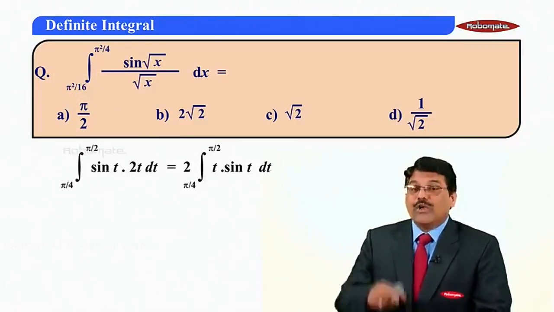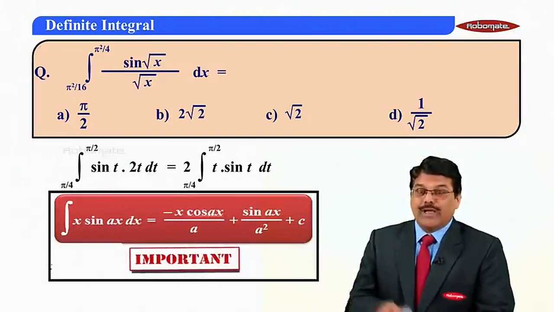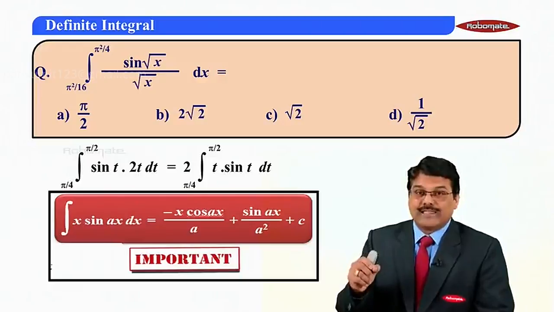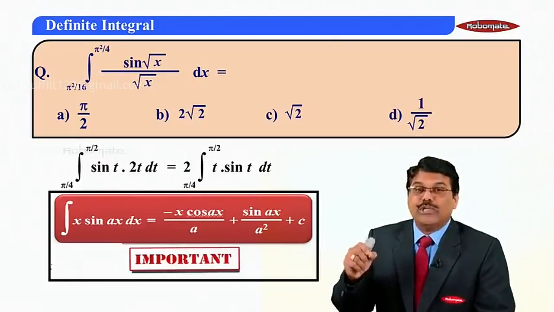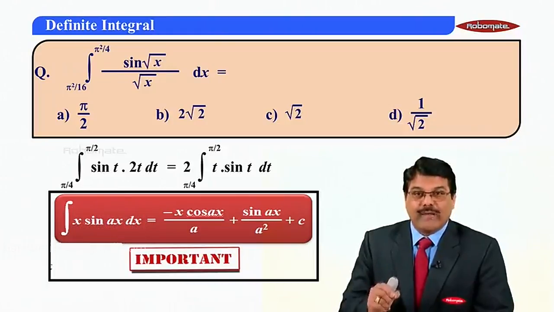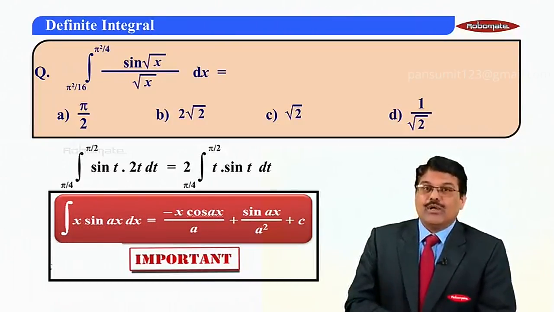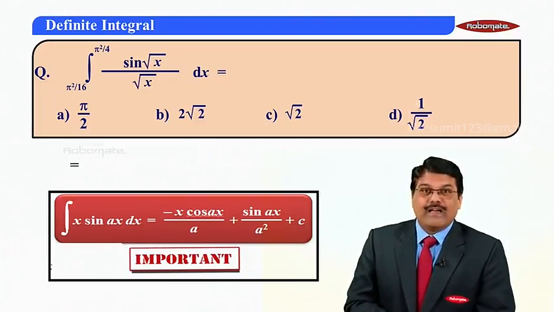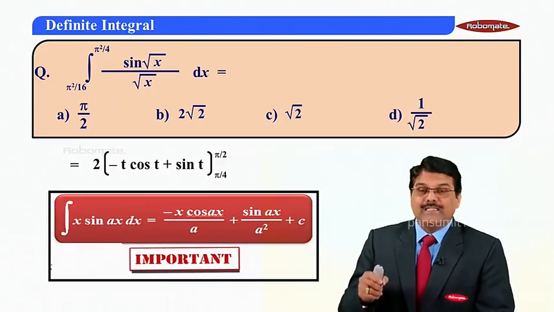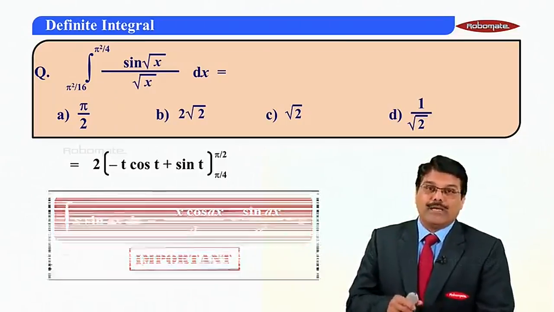And students, we know the shortcut for this. In indefinite integration, we have done this formula, integration of x into sine of ax, which we can solve by using the u into v formula. The answer is minus x into cos of ax upon a plus sine of ax upon a square plus c. So by applying this formula, we can write the answer for this, that is minus t into cos t plus sine t goes from pi by 4 to pi by 2.